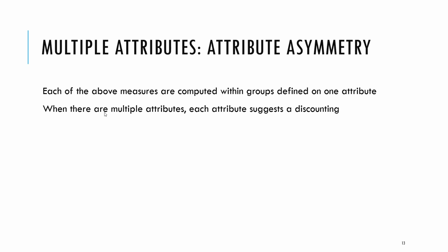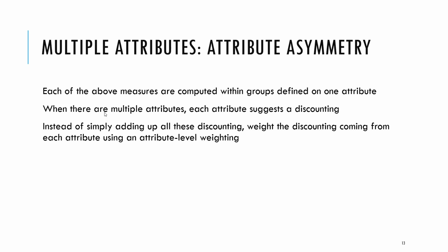When there are multiple attributes, each attribute suggests a discounting for the k-nearest neighbor distance. What one could do is to simply add up all these discountings and then discount the k-nearest neighbor distance in one go. But certain attributes might be more responsible for unfairness in outlier detection as compared to certain other attributes.